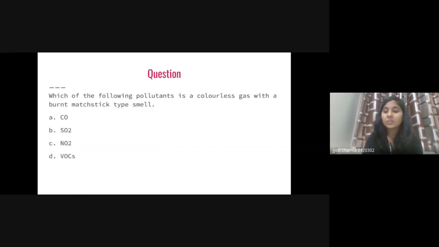Okay, the next question is you have to identify the gas that is colorless, and its smell is just like a burnt matchstick.